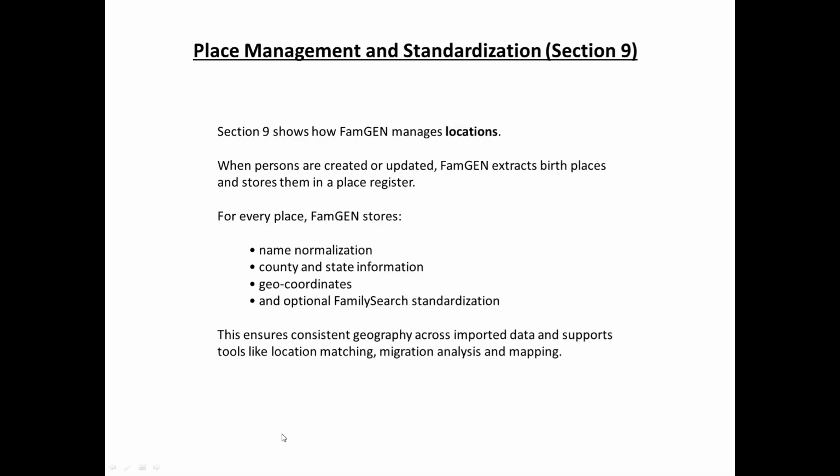Section 9 shows how FamGEN manages locations. When persons are created or updated, FamGEN extracts birthplaces and stores them in a place register. For every place, FamGEN stores name normalization, county and state information, geo-coordinates, and optional FamilySearch standardization. This ensures consistent geography across imported data and supports tools like location management, migration analysis, and mapping.